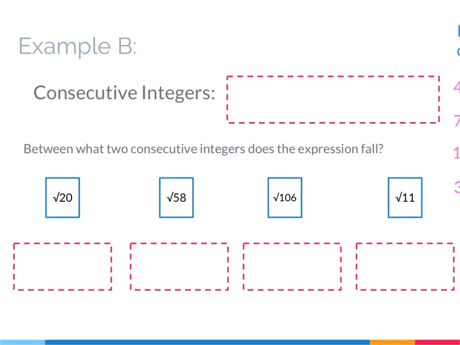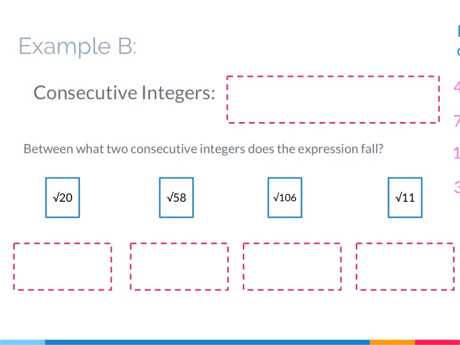Now here in example B, we're talking about consecutive integers. And it says, between which 2 consecutive integers does the expression fall? So perfect squares are easy. When we had the square root of 36 in the last question, the answer was 6, and we were able to put that number right in the number line. However, not all numbers are perfect squares. So when we don't have perfect squares, we have to say between which two consecutive integers does that fall.